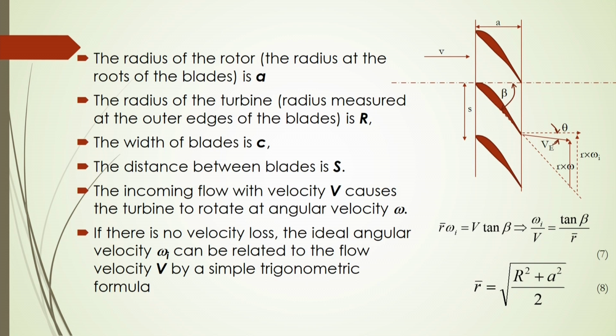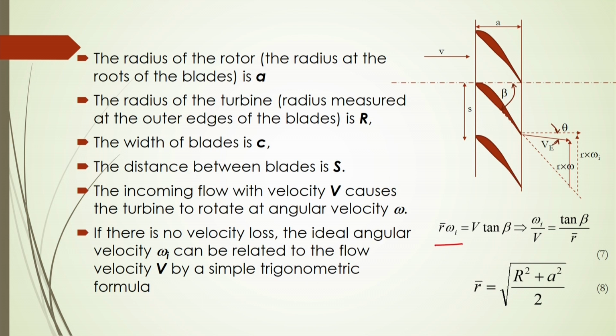Let us consider the radius of the rotor as shown in the figure here. The radius at the roots of the blades is denoted by A, and the radius measured at the outer edge of the blades is denoted by R. The width of the blade is C, and the distance between the blades is S. The incoming flow with velocity will cause the turbine to rotate at an angular velocity, denoted by omega, and if there is no velocity loss, then the ideal angular velocity, omega I, can be related to the fluid velocity V by a simple trigonometric formula here.